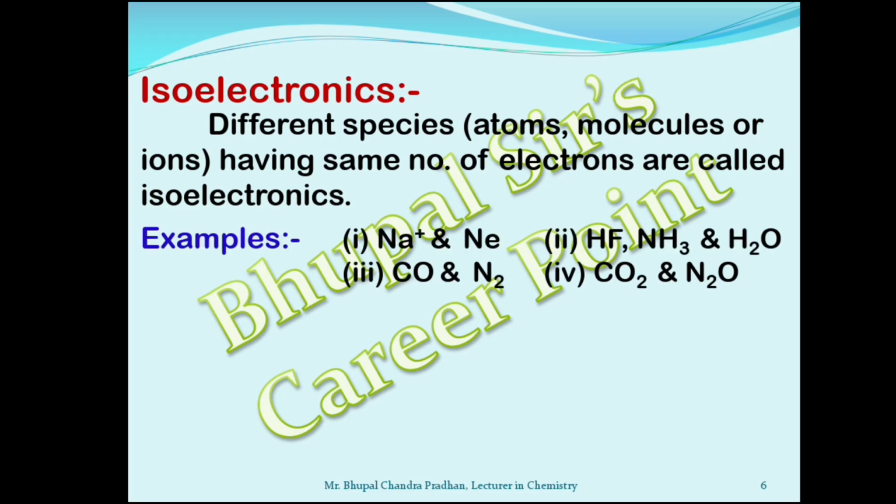Example, Na+ and Ne both contain 10 electrons. HF, ammonia and water all contain 10 electrons. Carbon monoxide and nitrogen both contain 14 electrons. CO2 and N2O both contain 22 electrons. Thus, these are the examples of isoelectronics.